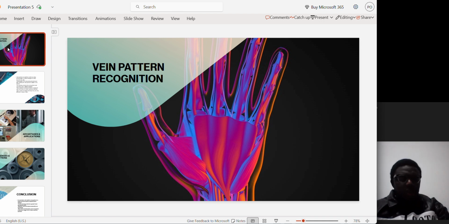Now I will explain how vein pattern recognition works. I will explain the applications, advantages, and the limitations. So let's move over to how it works.